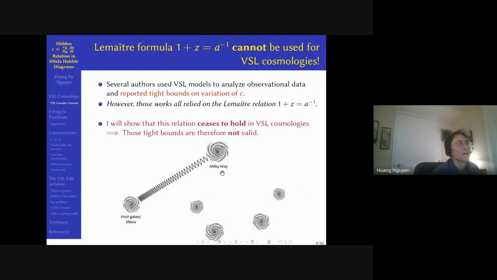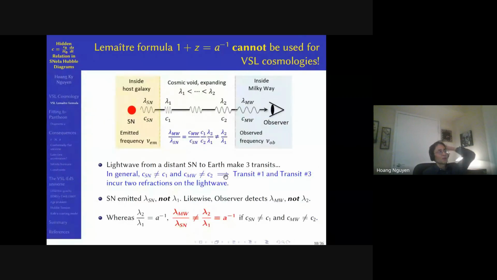Okay? And so in this picture you can see that inside the host galaxy, the speed of light is C_SN, supernova. You have a C1 outside here, and then it expands to C2, and inside the Milky Way you have C_MW. So in general, we have C supernovae different from C1, and C Milky Way different from C2.